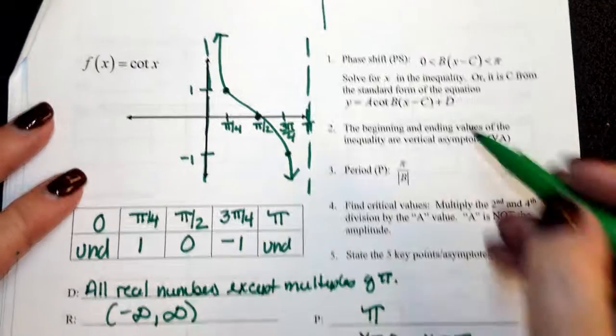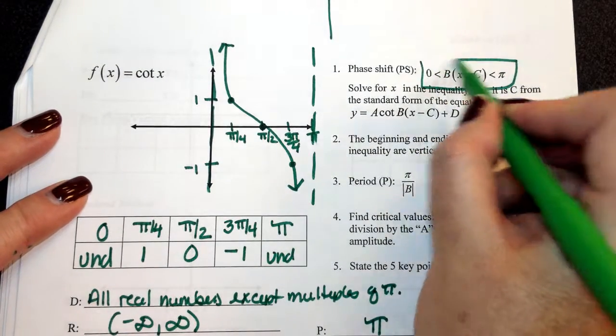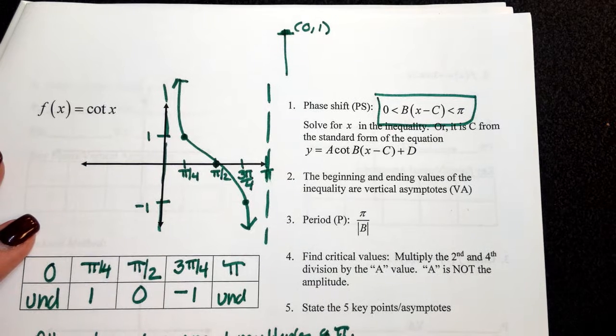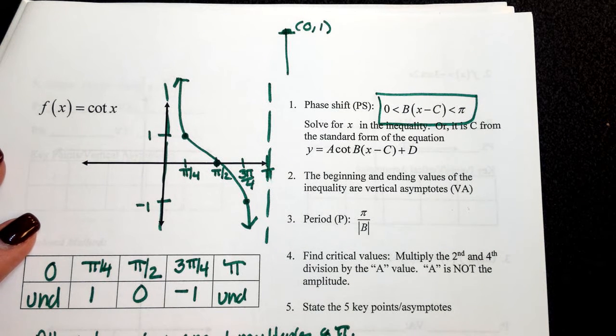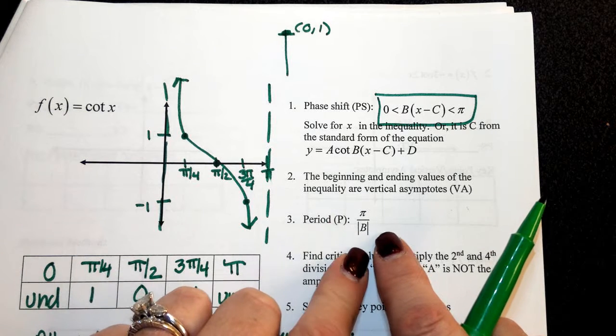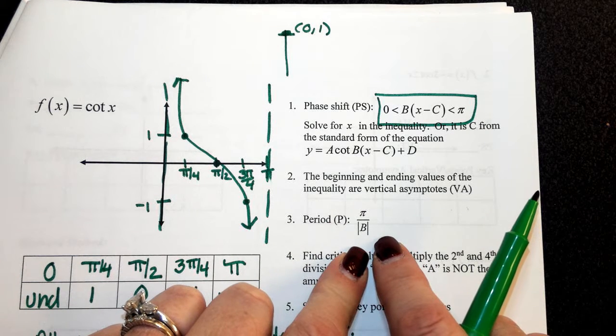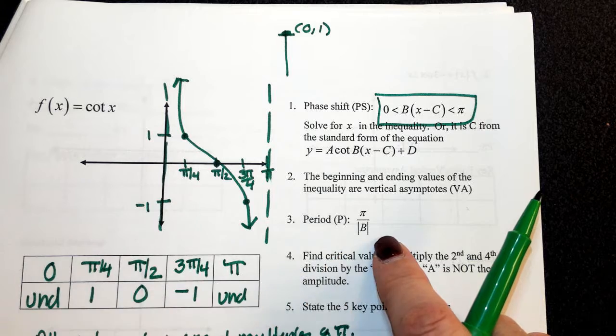So the big change, guys, from doing a tangent versus a cotangent is really the interval that we're using. We're going from 0 to pi instead of negative pi over 2 to pi over 2. Again, you find the period exactly the same way as you do for tangent. It's pi divided by the b value. Okay? So let's take a look at the transformations now.